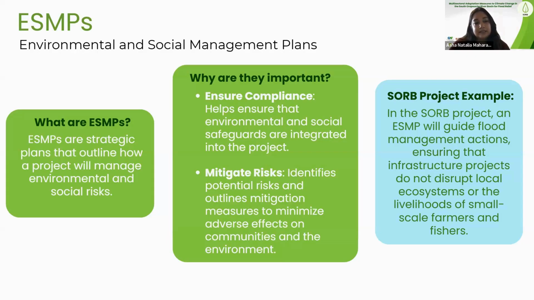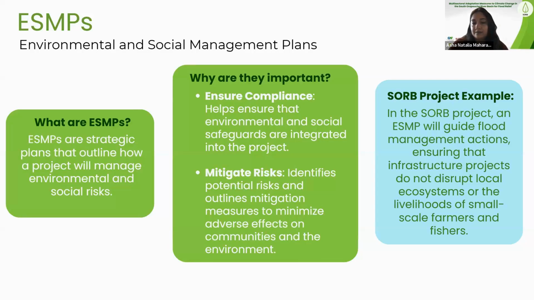So what are the ESMPs? The ESMP is a strategic plan that outlines how we're going to manage our environmental and our social risks. This is important because it's helping us ensure that we are hitting our compliance goals, that we're making sure that the environmental and social safeguards are integrated into the project activities on time, and continuously. It also helps us make sure that we can mitigate risks, right? That we can identify the risks and outline our mitigation measures, and then minimize the adverse effects.